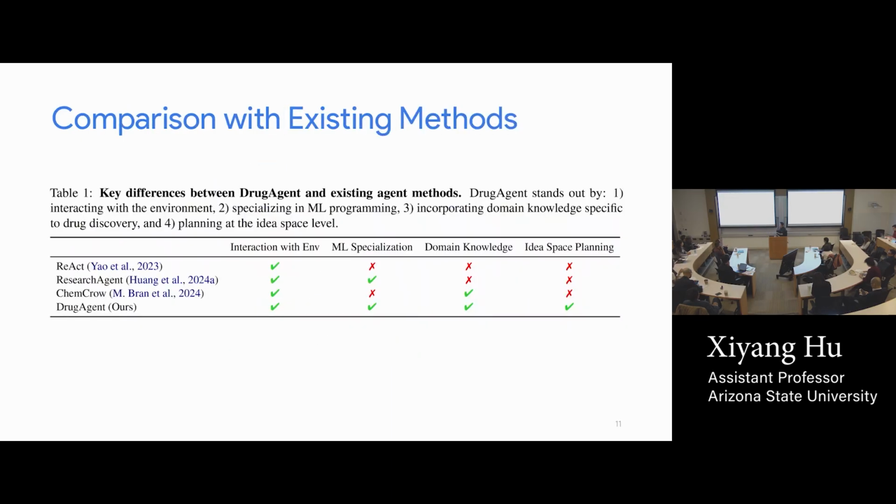So this table shows the major key differences between our DrugAgent and some existing work. There are three important aspects our DrugAgent has covered. One is that it is specialized for machine learning tasks, for machine learning coding. The second is that it incorporates domain knowledge from pharmaceutical science. And the last is that we have idea space planning ability to generate high-level, diversified solution strategies.